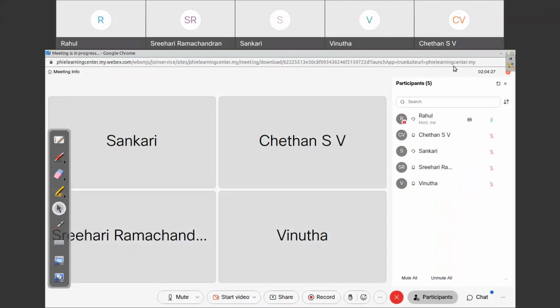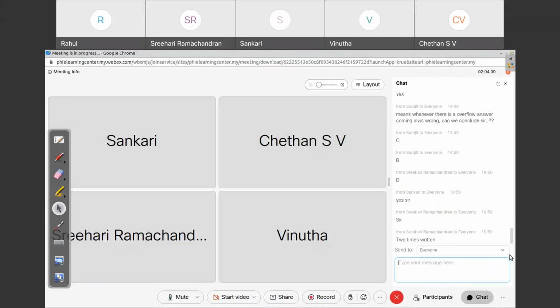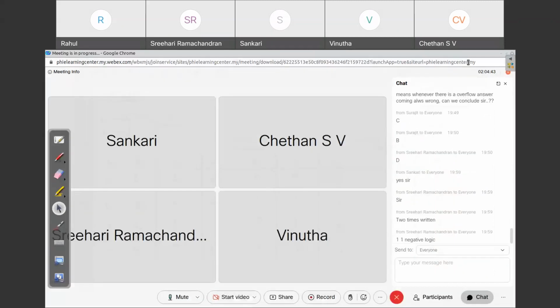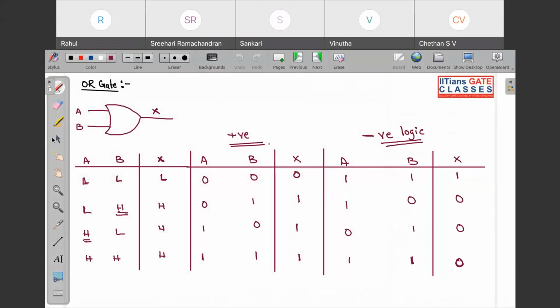So the last gate that we have, what? Something is written twice. This is in positive logic, this is in negative logic. Negative logic is written twice. Okay, so this should have been 0, 0. I'm very sorry. Yes, this should have been 0, 0. Okay, fine. So this is positive, this is negative logic.